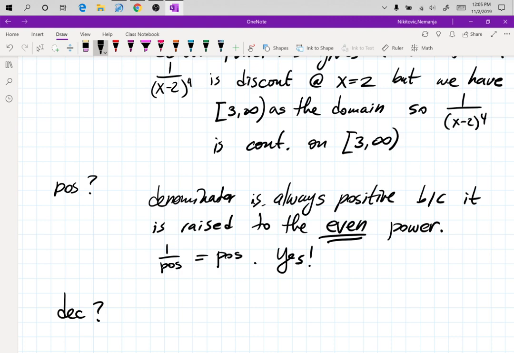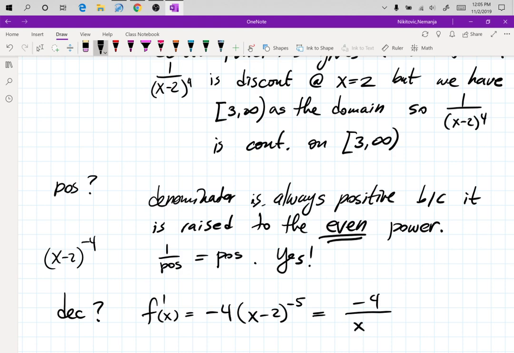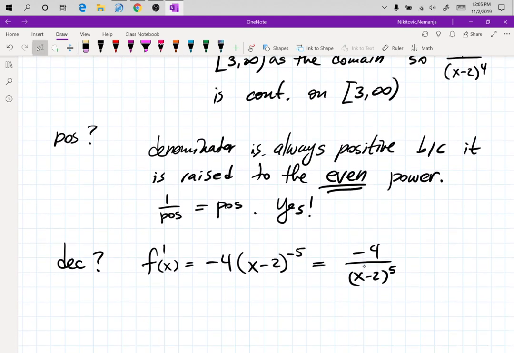Okay, great. We are going to take the derivative. If the derivative on the domain is always a negative number, that means it's decreasing on the entire domain, and we're done. So we look at f prime of x. Now, the derivative for this, we're taking the derivative of x minus 2 to the negative 4, right? So we have negative 4, x minus 2 to the negative 5. And that's going to be negative 4 divided by x minus 2 to the 5. Do we all agree on that? So that's our derivative.